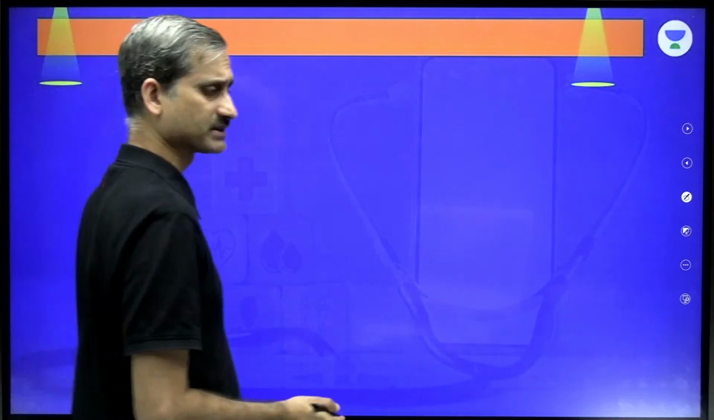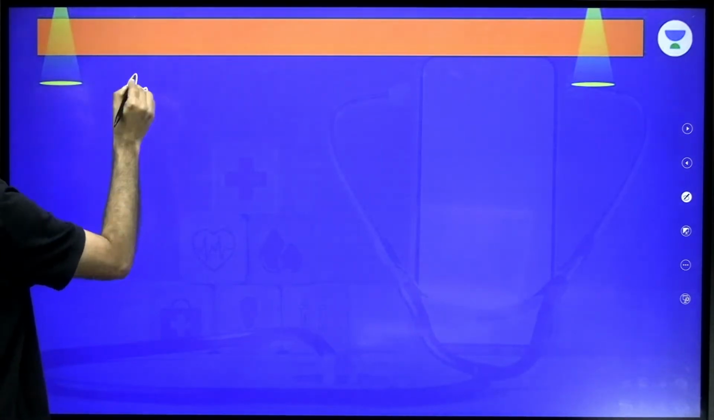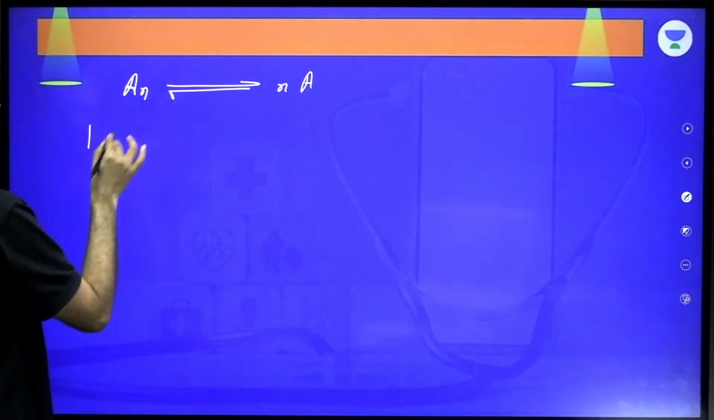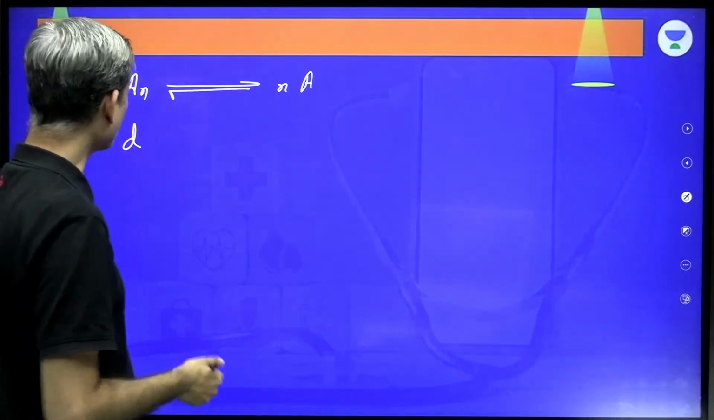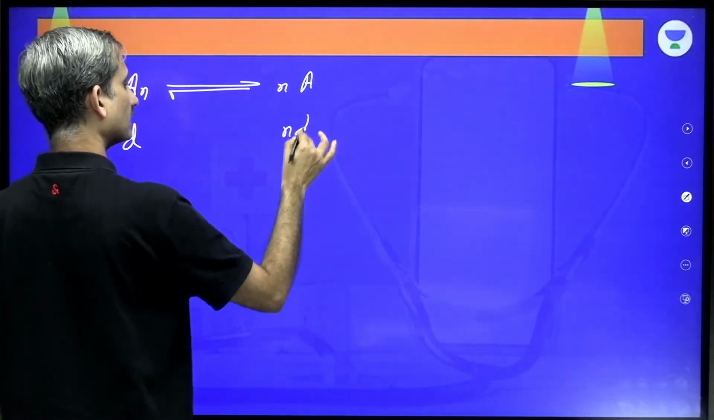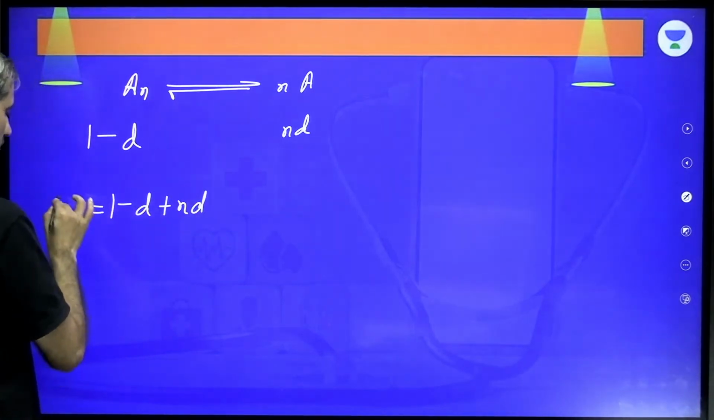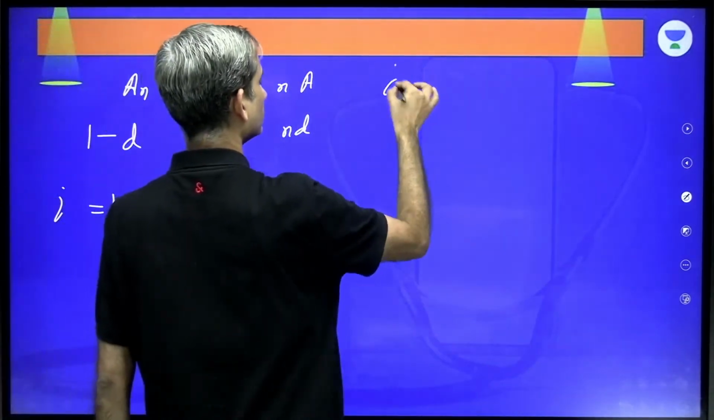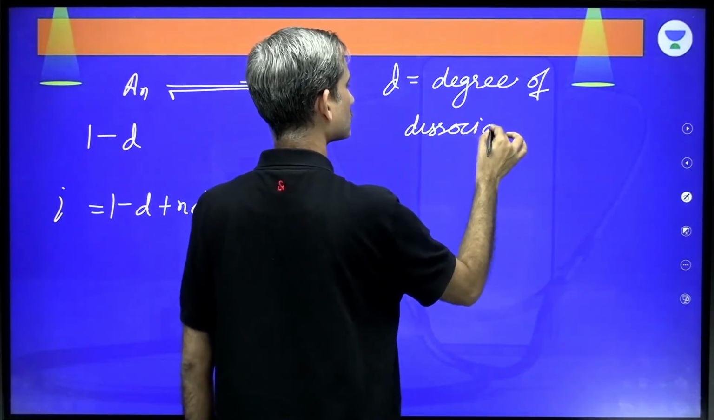Now it is not a necessity that the substance completely dissociates or associates. Like we have some compound An, now it is in equilibrium with nA. Now we are talking about dissociation. Let's say it is 1 minus d, where d is the degree of dissociation, or you can take 1 minus alpha, whatever you want, that does not make much of a difference. And here it is going to be nd. The number of particles is going to be 1 minus d plus nd, and that's equal to the Van't Hoff factor. This is the relation of the Van't Hoff factor with the degree of dissociation, where d is the degree of dissociation.